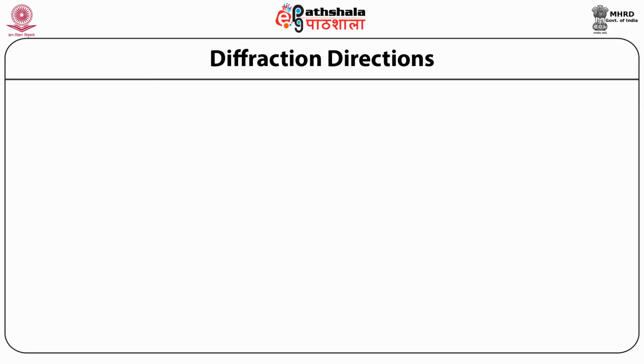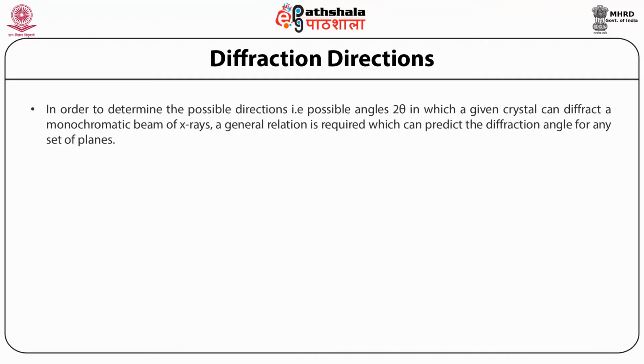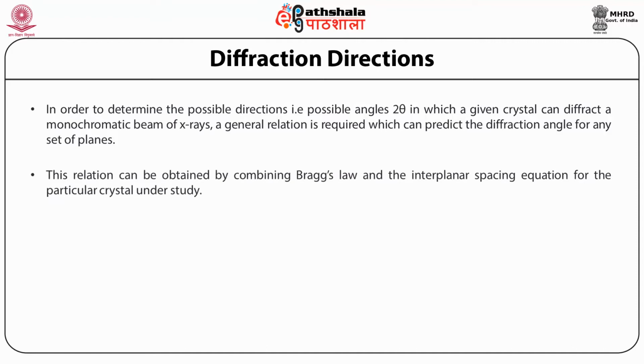Diffraction directions. We want to determine the possible directions, that is, possible angles theta in which a given crystal can diffract a monochromatic beam of X-rays. For that, a general relation is required which can predict the diffraction angle for any set of planes. This relation can be obtained by combining Bragg's law and the interplanar spacing equation for the particular crystal under study.